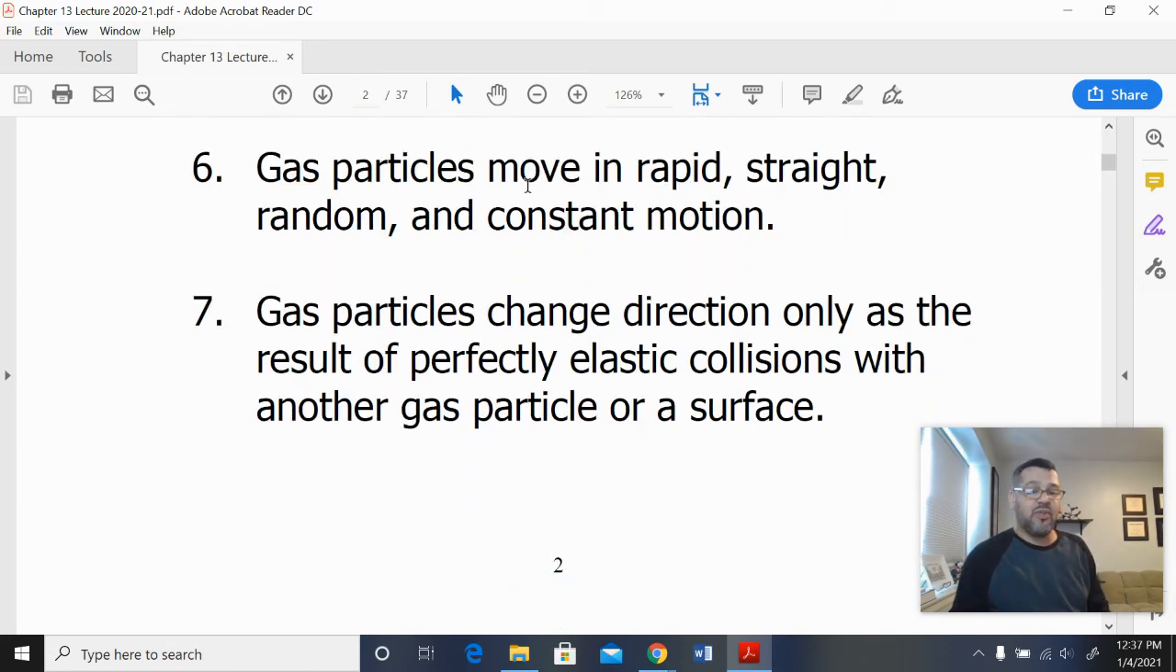Gas particles move quickly in straight lines, randomly. They don't go anywhere in particular. They're not twisting or spinning around. They're just going in straight lines in constant motion. And if they change the direction that they're going, it's because they're hitting something. And when they hit something, they bounce off. And all the energy that goes into the collision comes right back out.